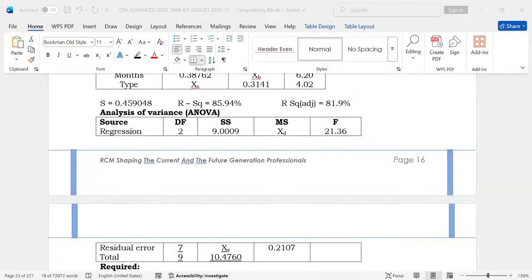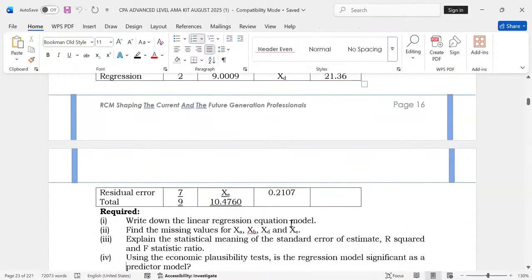So now, is there anybody who, after getting those missing parts, is able to answer question number one? Question number one, they want us to write down the linear regression equation. So please write it down. These guys have done it. I know I'm wasting your time, but we shall overcome. Let's just move a bit slow. We shall overcome.